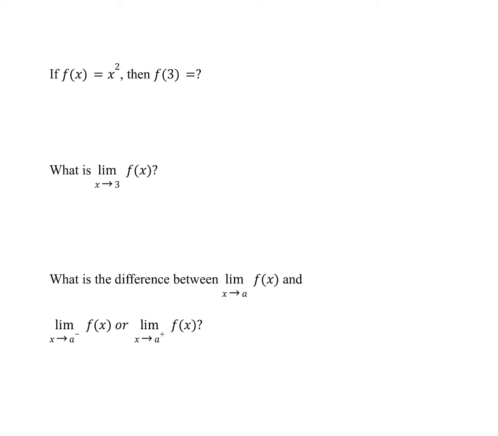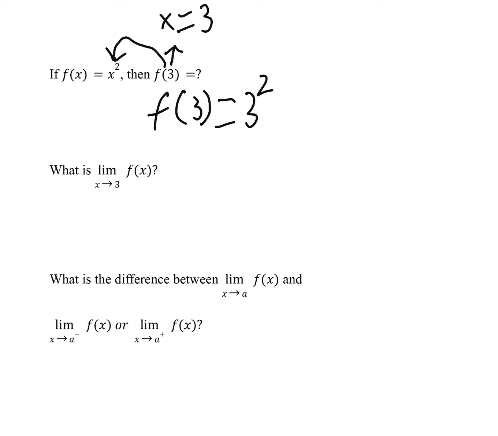So remember from just algebra, you will plug in x equals 3 into the function here. So you'll say f of 3 equals 3 squared, and 3 squared is just 9. Now, in the next question, we're asked, what is the limit as x goes to 3 of f of x?